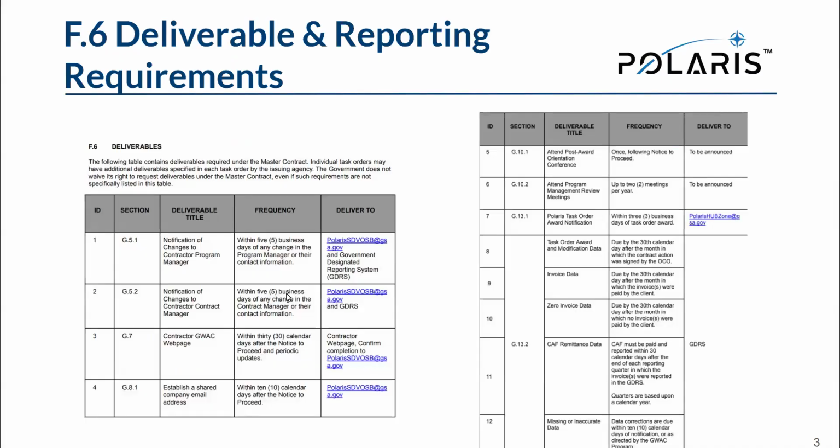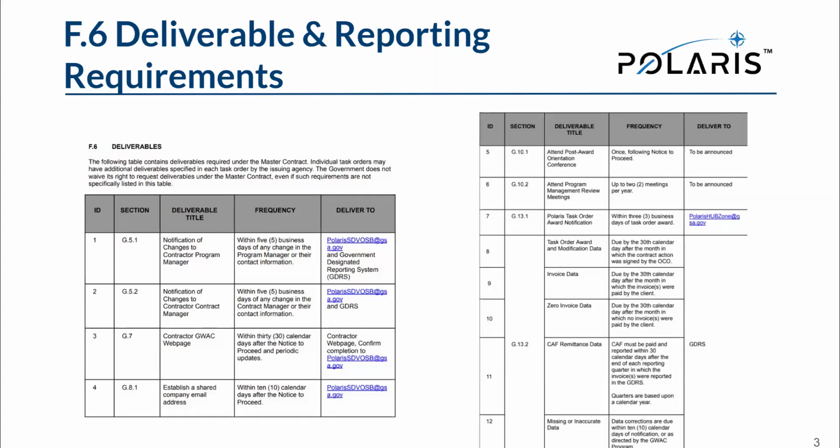So what are the requirements on your Polaris contract? Here is an excerpt from section F.6 in the Polaris contract that outlines clear guidance on reporting requirements. This chart shows what items need to be reported, when they're due, and where deliverables should be reported.